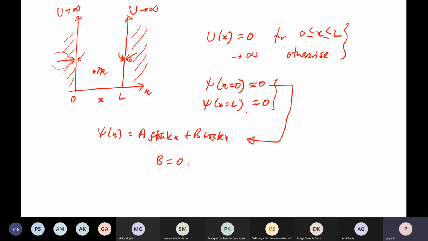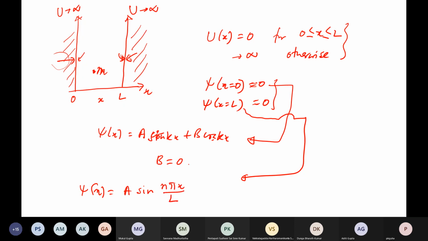Okay, and then we use this second boundary condition, psi at x equal to L, and ultimately found that psi of x equals A sin(n pi x over L), right? And we said that from there that k_n is quantized, right? I hope you remember these points. I don't want to discuss it again elaborately.